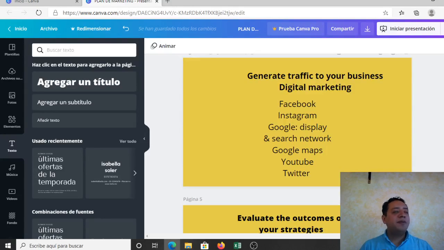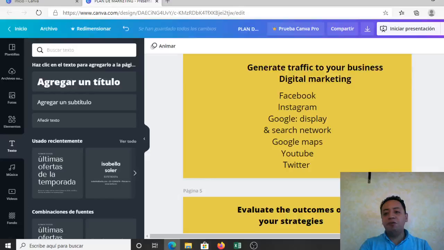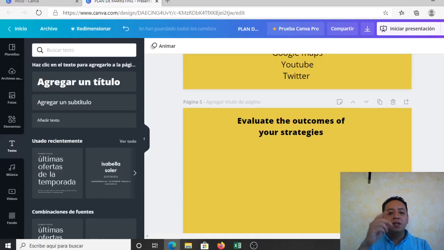TikTok is a new platform that has many users and it is gaining a lot of users in recent months. So it is important that you are on all the social media for your business, according to your business. It's not the same selling refrigerators rather than medical services or a restaurant. They will have different behavior for each business. If you have some question about it, you can ask here in the comments and I can explain with more details.